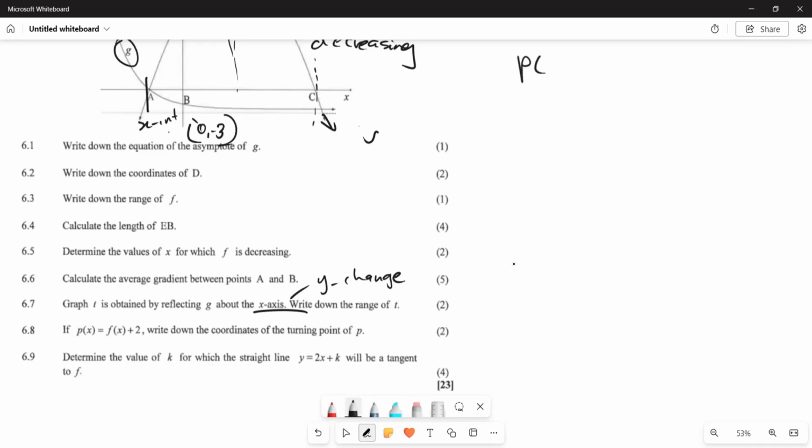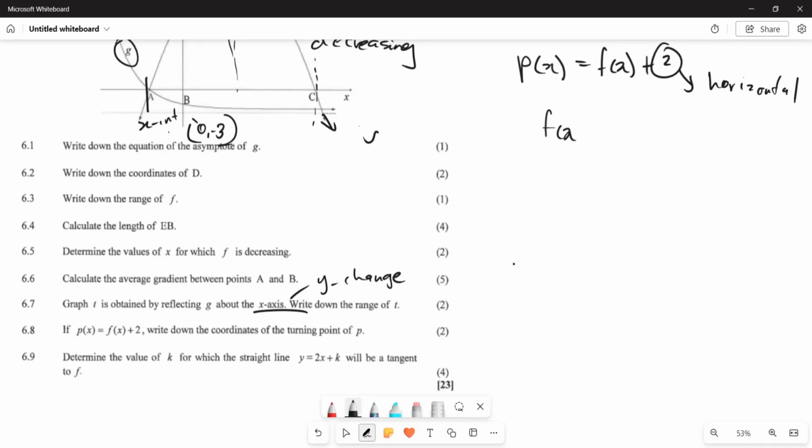Remember, they say the graph of P of X is going to be the same as f of X plus your 2. Now, this plus 2 represents what? It represents your upward shift, right? Which means now the value of your y of your turning point is going to be shifted 2 units upward.